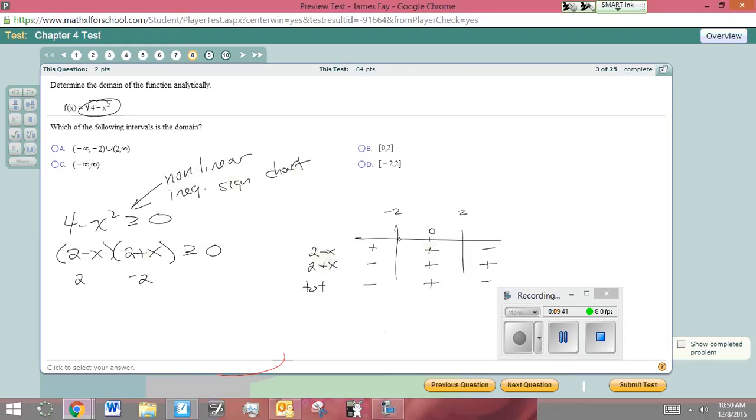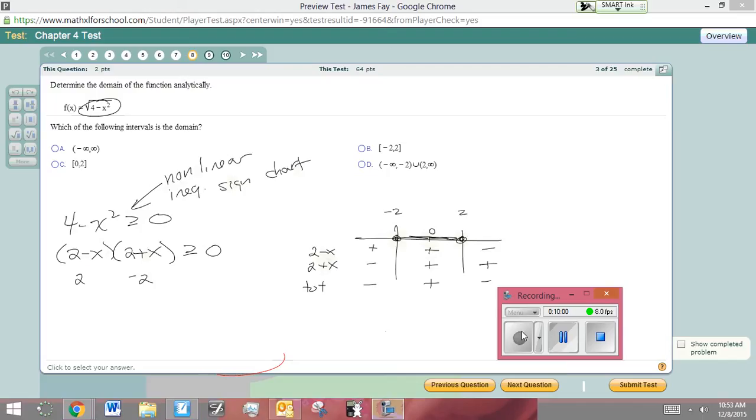So I'm looking for values greater than or equal to 0, so I'm looking for positive numbers here, or equal to, so I can have those endpoints there. So we see that negative 2 to positive 2 gives the positive values. Those are the ones greater than or equal to 0. So my result here is that one, and I can include those endpoints, so I can have those brackets.